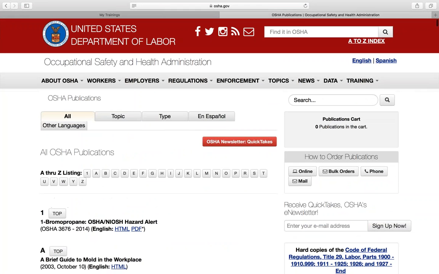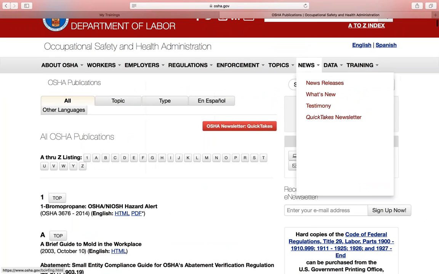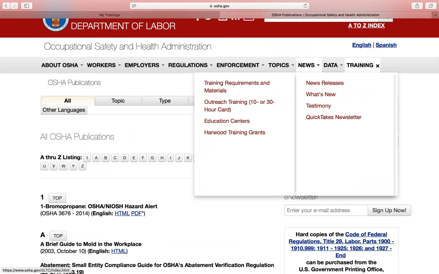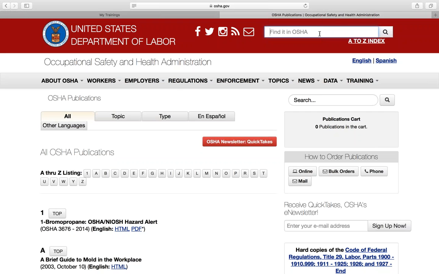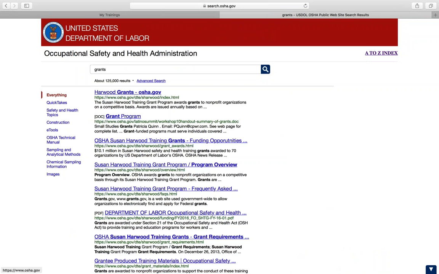Now you can also do this as well if you'd like. You can go right here where it says training. Let me do it a different way. Let me go right here to find, and I'm going to type in the word grants, G-R-A-N-T-S. And I'm looking for this first one right here, Harwood grants.